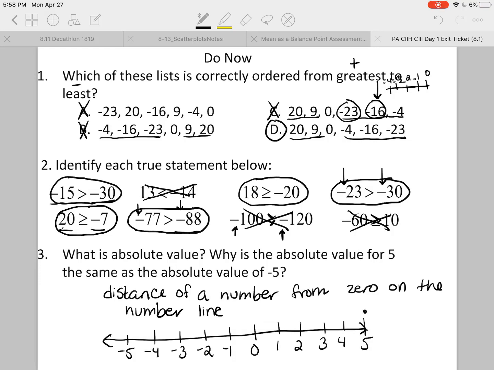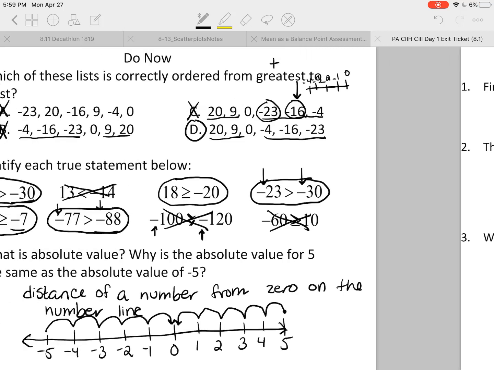Here's 5. If we find its distance from 0, it takes 1, 2, 3, 4, 5 steps. And for -5, it takes 1, 2, 3, 4, 5 steps. So that is a visual representation of why they have the same absolute value.